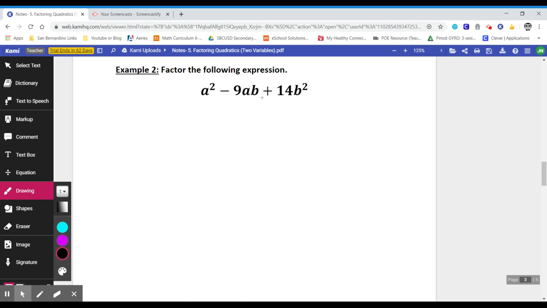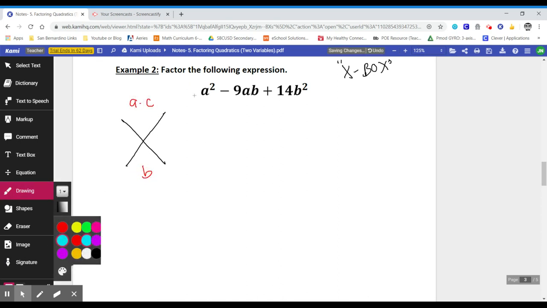And I see two variables, so automatically I know I'm going to use the X and the box, because I see two variables. So let's draw a big X and say, okay, what goes on top of that big X? From the last lesson, again, AC goes on top, B goes on the bottom. In this case, I'm going to include this term multiplied by the last term.